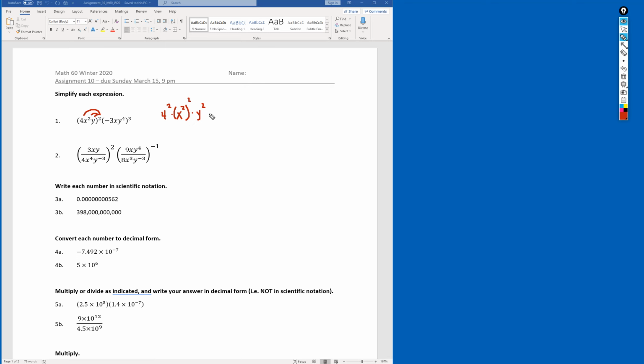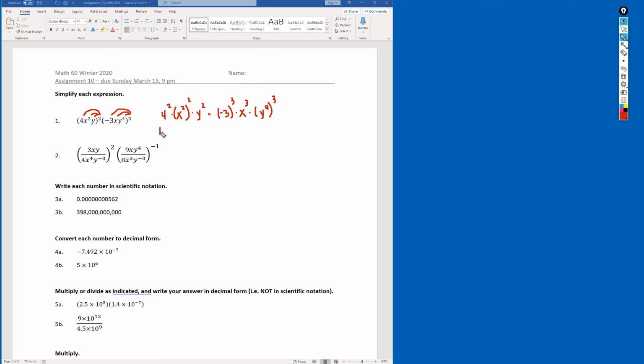And then all of that is times, in the second set of parens, we have to distribute the outside exponent of 3. So everything that is inside there has to be cubed. So negative 3 cubed times x cubed times parens y to the fourth cubed. All right, and then we'll just go through and start simplifying each of these.